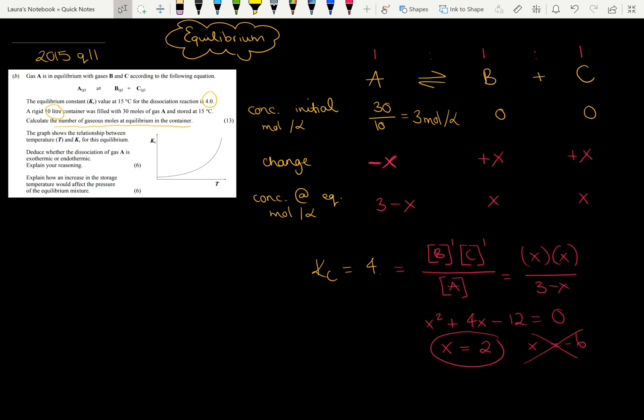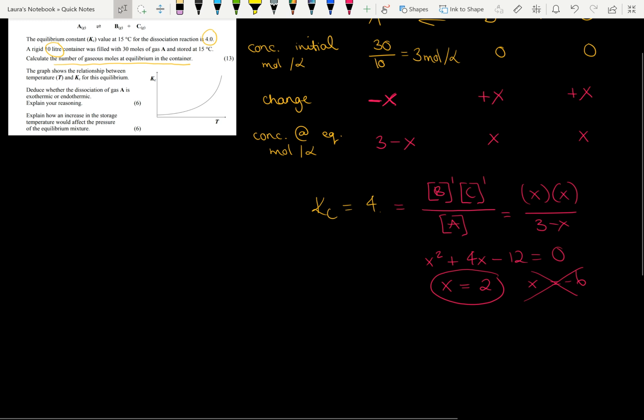Now, the question is phrased slightly differently because we're used to them asking us for the concentration at equilibrium of the reactant or the product. But what they've asked us for is the total number of gaseous moles at equilibrium in the container. So the total number of moles is actually adding up all the number of moles of A plus B plus C.